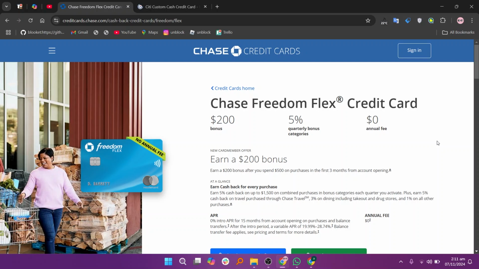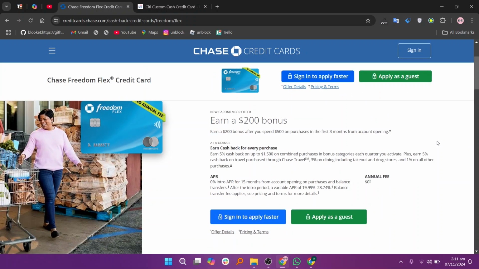The Chase Freedom Flex and Citi Custom Cash are both strong contenders in the cashback credit card space, each offering unique features to cater to different spending habits.